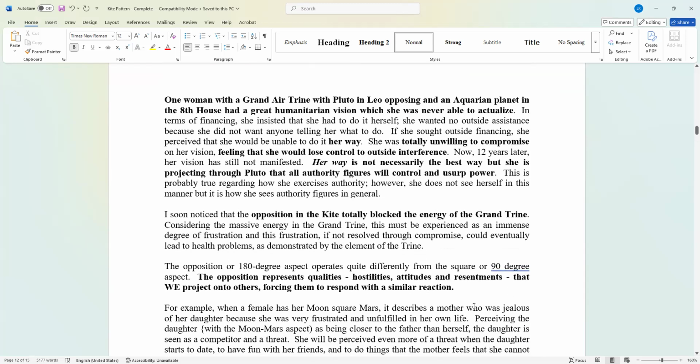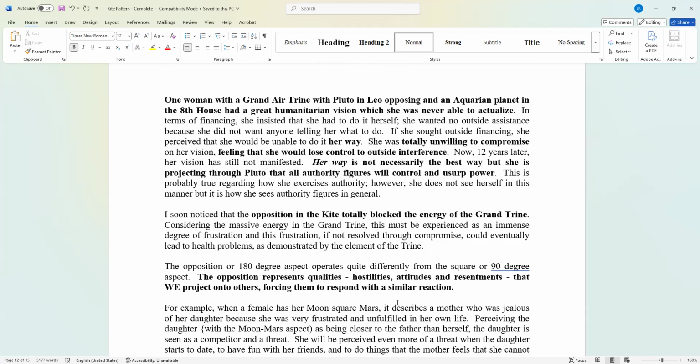Let me see. An opposition, you have to kind of understand an opposition aspect. It tends to operate differently from a square or that 90-degree aspect because oppositions have to do with hostilities, attitudes, and resentment that we project onto other people, forcing them to respond in a similar manner.